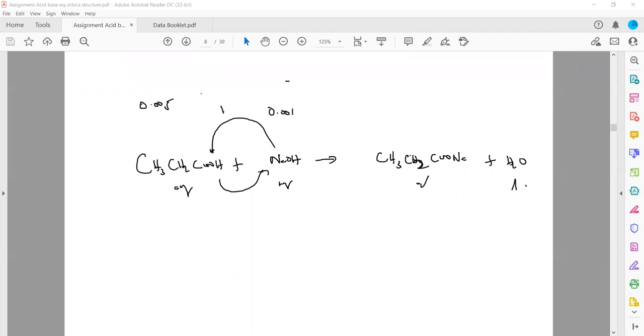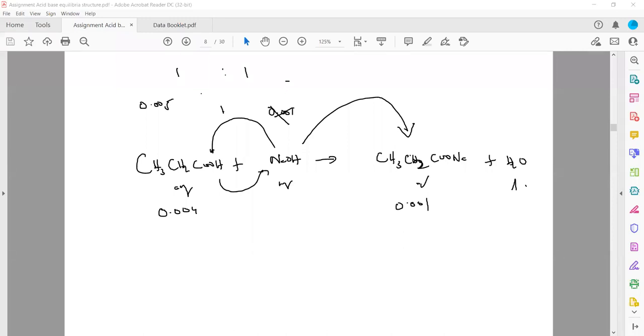The ratio between them is 1 to 1. If this is the limiting reagent, it will be used up, and since the ratio is 1 to 1, 0.001 will react. So how many moles will be left? 0.004 will be left. And how many moles of salt are produced? The moles of salt is the same as the moles of the alkali used. The ratio is 1 to 1, so it will also produce 0.001 moles of the salt. About the water, the same amount will be there because the ratio is 1 to 1, but we don't need it for water.